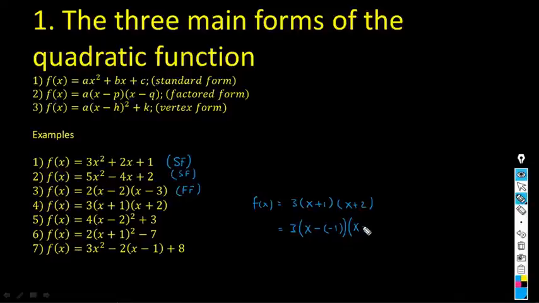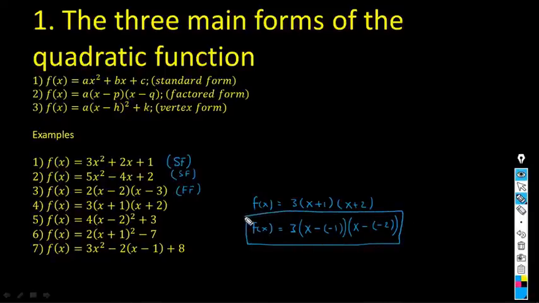X minus minus 2, close parentheses. These two binomials are completely the same as these two. They look different, but they are the same. And now that I have done that little algebraic trick, this form of the function is in the factor form. Why? Let's see why.